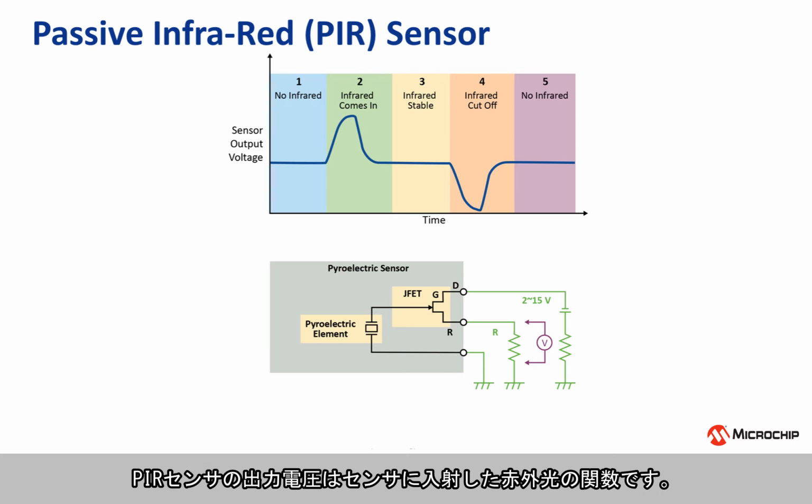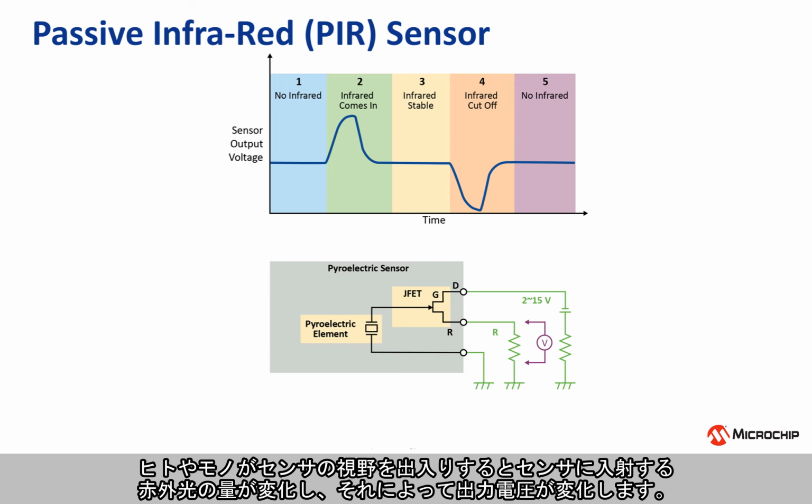The PIR sensor's output voltage is a function of the infrared light hitting the sensor. As a being or object enters or exits the sensor's field of view, the amount of infrared light hitting the sensor changes, and thus the output voltage.